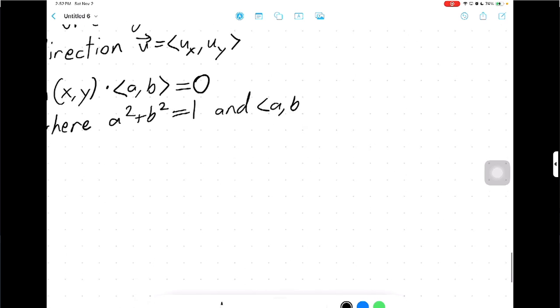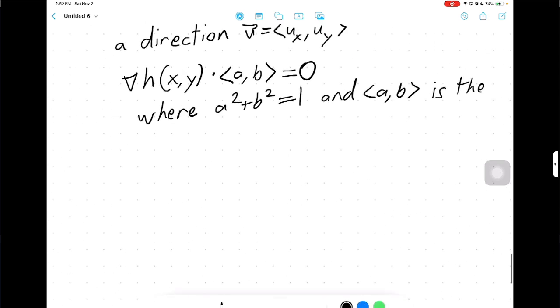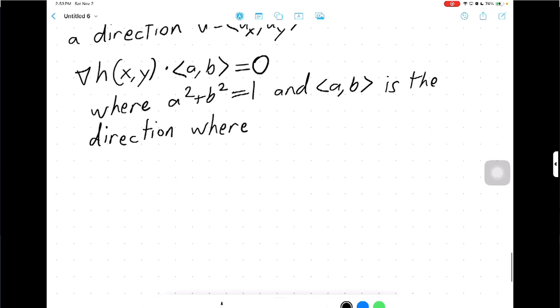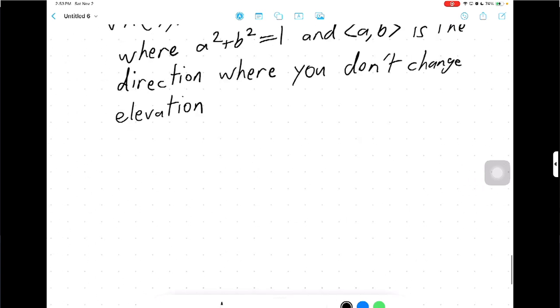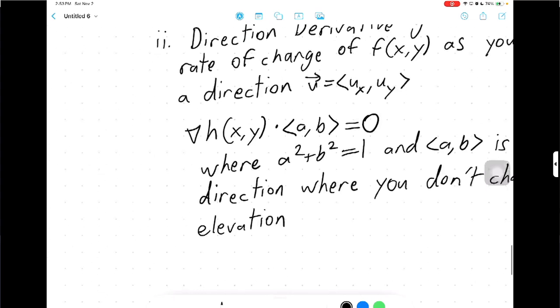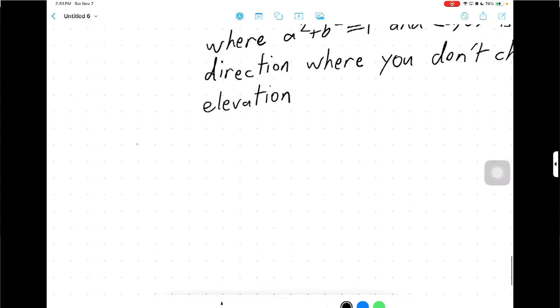And this is the direction, oh, whoever just joined, where you do not change elevation. Awesome. So this is basically all of C.